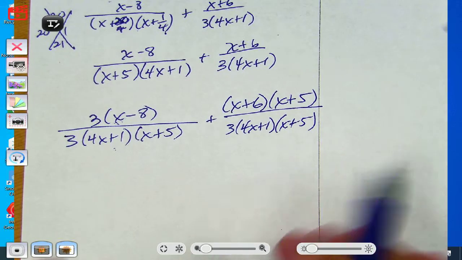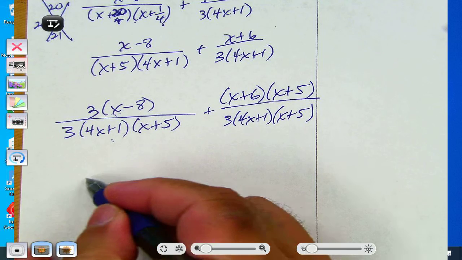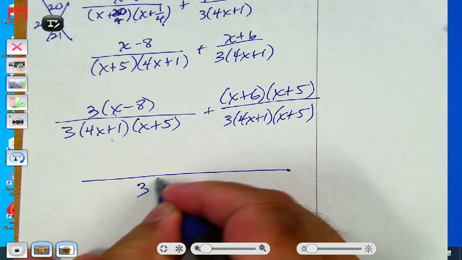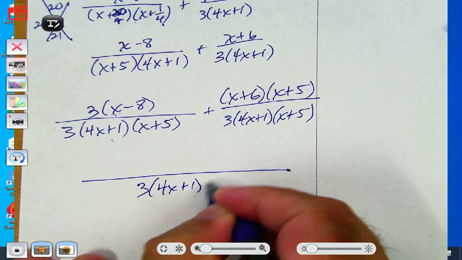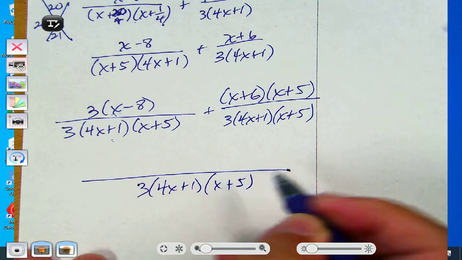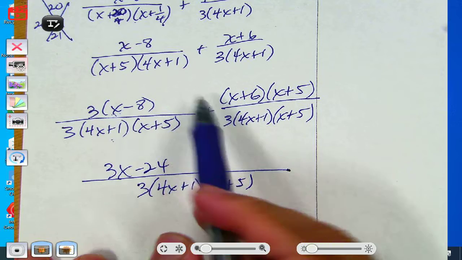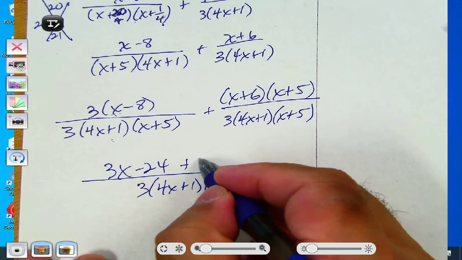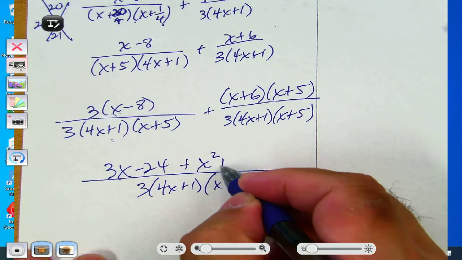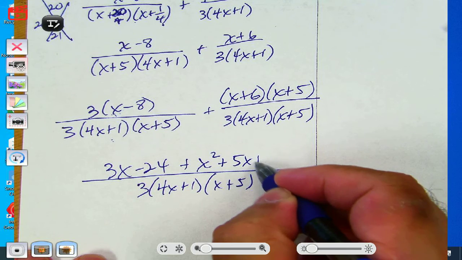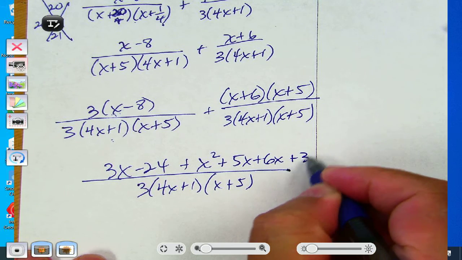Alright, but it's a plus sign, so we're gonna just go ahead and write it over one denominator. After this, I'll pause while you catch up. So it'll be 3x minus 24. That's the first part. Second part is x squared plus 5x plus 6x plus 30.